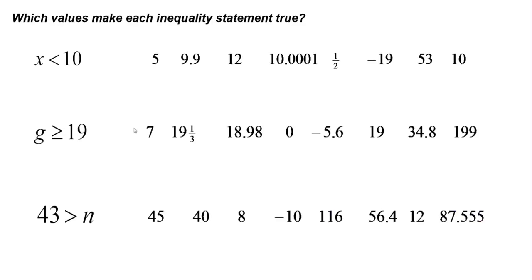So here we are going to find some numbers that make each inequality statement true. So now we've got some variables involved. X has to be less than 10. So here I have a bunch of numbers, and all we have to do is pick the numbers that make that statement true. So basically, what values are less than 10? So if we go through this, is 5 less than 10? Yes, 5 would be a solution to that inequality. 5 would make that true. 9.9, is 9.9 less than 10?